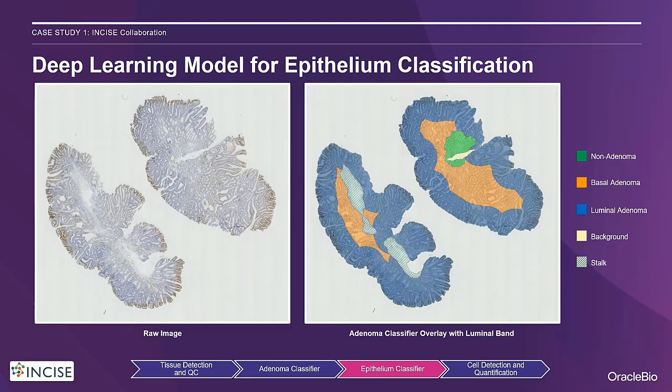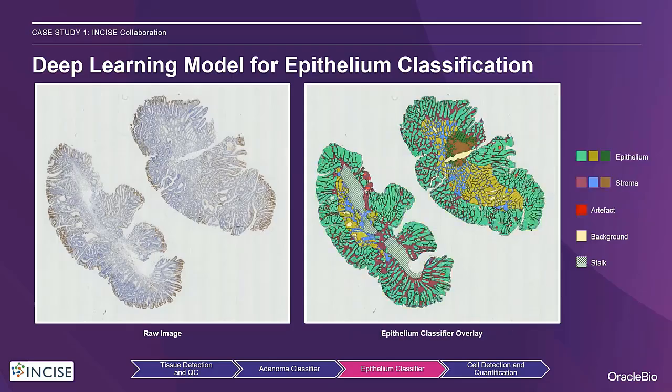The basal is shown in orange, and then we have the green, which is the non-adenoma. So we generated these bands, which is 1 millimeter from the edge, and then from there, we run the epithelial classifier on all three regions separately. So we could get epithelium and stroma for each of the adenoma classes. That is the luminal adenoma, the basal adenoma, and the non-adenoma.